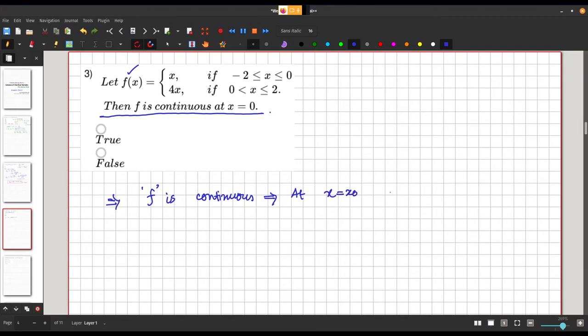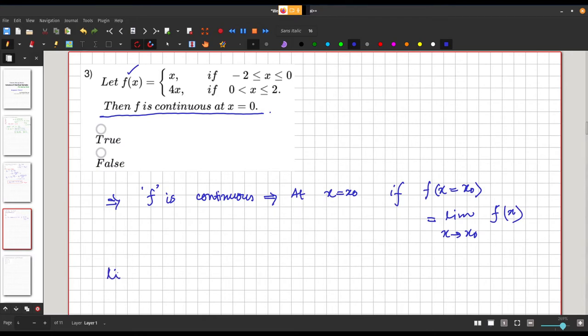At a point x equal to x0, if f evaluated at x0 is equal to the limit of f(x) at that point. So here we have to check whether the function is continuous at x equal to 0, where exactly at that point the function is defined differently. So let us check both sided limits separately, and we'll also draw the functions.